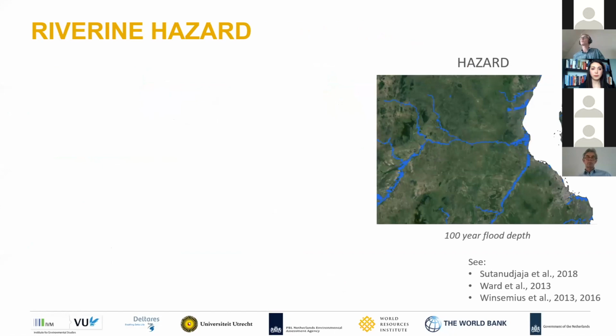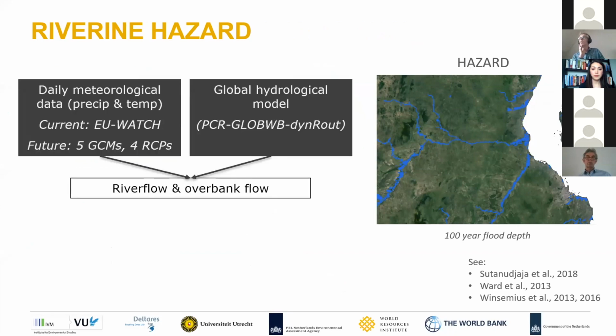Just to zoom in one slide on the river hazard, we develop these kinds of hazard maps like we see here with a 1 kilometer resolution. Here's an example of a 100-year flood depth map. And basically that's developed using a state-of-the-art global hydrological model, PCR-GLOBWB, developed at Utrecht University.